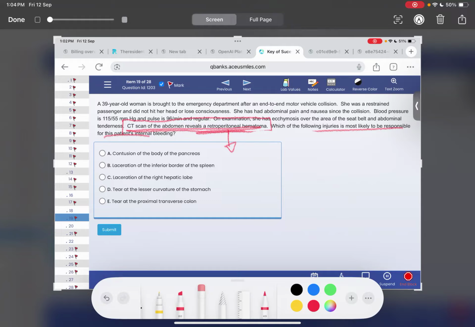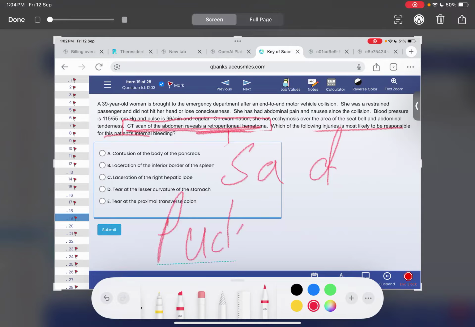Basically, it's the SAD PUCKER mnemonic, but I'm not that good with mnemonics. For anatomy, I go with the Netter Atlas. I remember only images. I don't remember SAD PUCKER. If you want to go with SAD PUCKER, let's go with it. But I don't know what SAD PUCKER means. P-U-C-K-E-R.